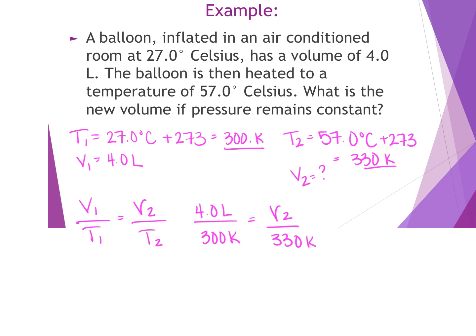Okay. So to cross multiply, you're always going to start in the diagonal that doesn't include what you're solving for. So we're going to start in this diagonal. So we're going to take this 4 liters and this 330 Kelvin, and you're going to multiply those. Okay. So practice with me. So multiply 4.0 times 330, and then you can hit equals and get an answer.